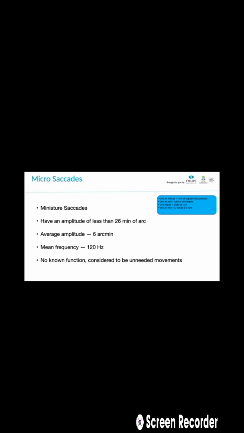So, these microsaccades will have an amplitude of less than 26 arc minutes, the average amplitude being 6 arc minutes. The mean frequency of the microsaccades is 120 Hz. Unfortunately, no known function has been ascribed to these microsaccades, and they are considered to be unneeded movements.